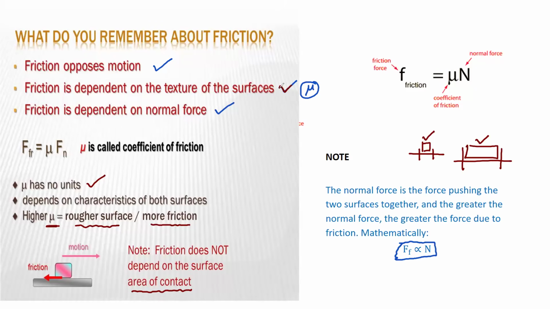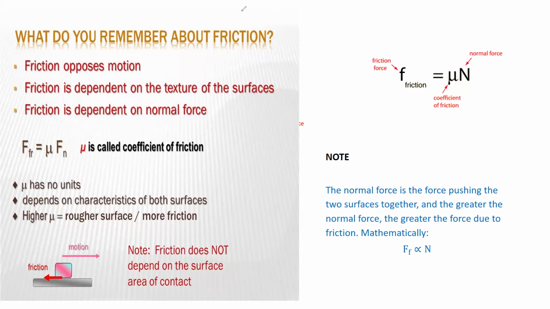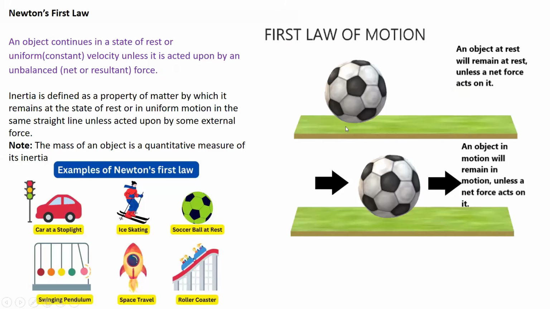This is what affects friction: texture of the surfaces, what type of surfaces you have, as well as the normal force. And with the normal force, frictional force is directly proportional to the normal force. All right, I'm happy, I'm good. Let's go to Newton's laws.